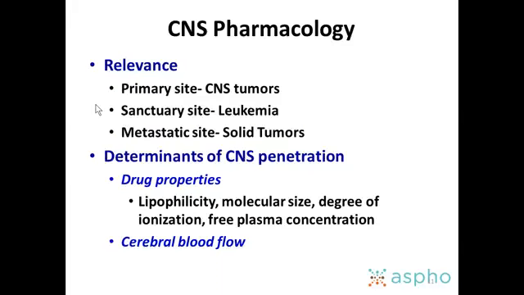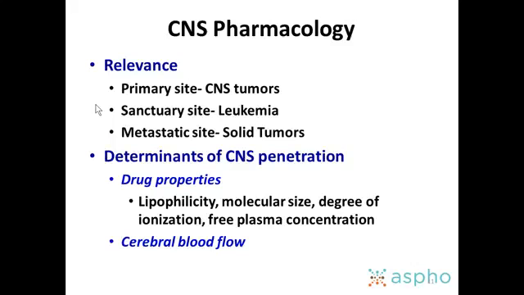One of the other areas which is a frequent source of questions on the board is related to central nervous system pharmacology. It's because of the blood-brain barrier, the central nervous system is a particular place, and normal metabolism as experienced elsewhere in the body is a little different. Why is this relevant? Because the second most common type of cancer in children are brain tumors. We know that the central nervous system is a sanctuary site in leukemia, and less frequently solid tumors can metastasize to the central nervous system.